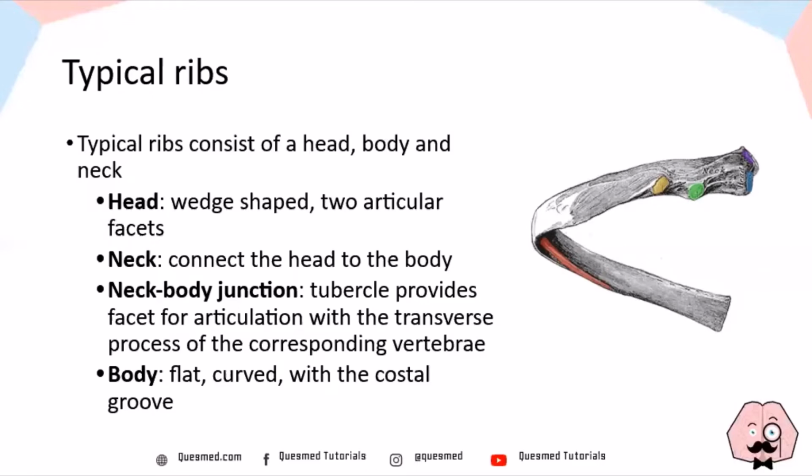So a typical rib has a head which is wedge-shaped and has 2 articular facets, one superiorly and one inferiorly, and then it has a longish neck, and then this neck body junction where you've got another tubercle, which is the articulation with the transverse process of the corresponding thoracic vertebral body or vertebra, and then it's got a body which on its inferior surface has a costal groove.